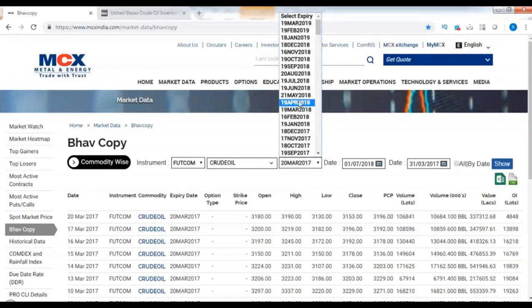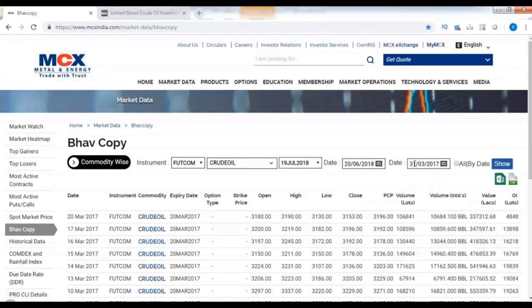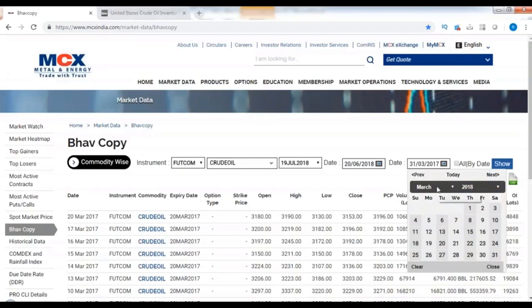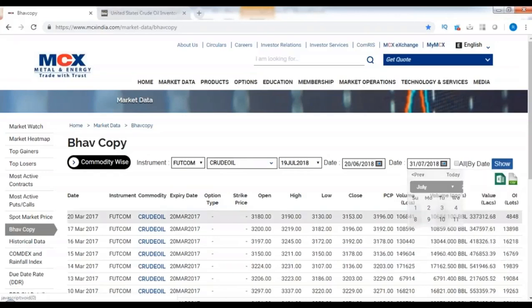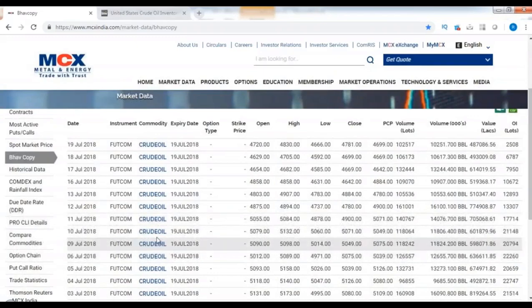'14, '17, '18. Okay, so say this is the July contract. So 19th of July. This contract started from 20th of June. So what I'll do is start from 20th of June, when the contract came into real power, and take it till the end of the contract. Say for example till the end of July, whatever the date is, it will automatically pick up. Okay, so this is the data, right?